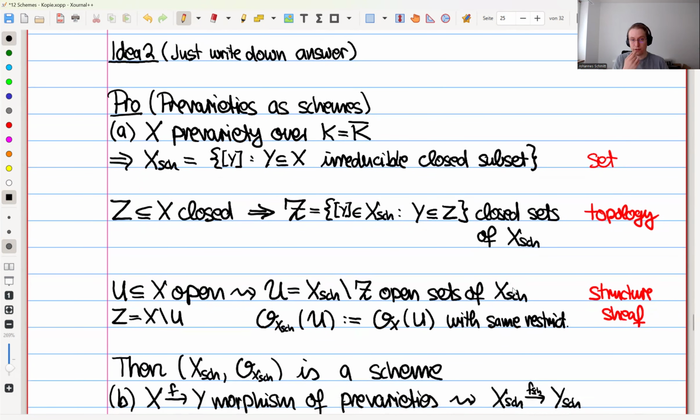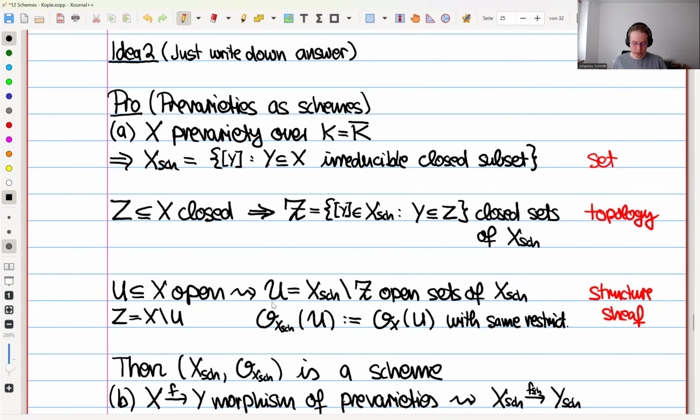And then finally, we need to define the structure sheaf. The good thing is, let's say U inside X is open with complement Z. Then by the definition of this topology, this curly U, which is X scheme minus the curly Z, is an open subset of X scheme, right? Because curly Z is a closed subset, and so this thing is an open subset. And in fact, these are exactly all the open subsets because these are exactly all the closed subsets.